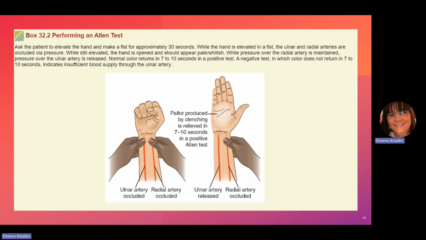So a negative test would mean color does not return, and that would indicate insufficient blood supply through the ulnar artery. It's important to know that you are looking for a positive Allen test to show that, yes, you would have good blood supply through your ulnar artery to make sure the patient is then safe to have a radial arterial line placed.